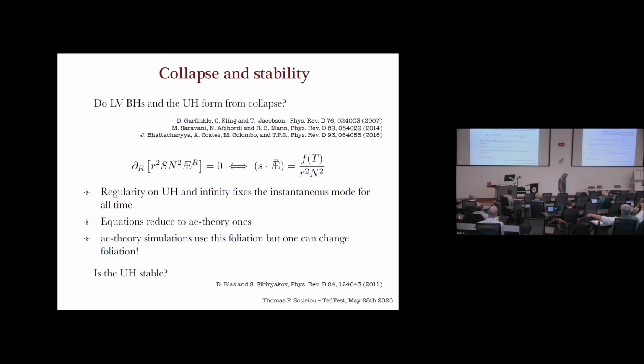Now, the next question you can ask is, does this really form from collapse, and is it really stable? David Garfinkle, Chris Eling, and Ted did the first, and I think the only, proper collapse simulation in this context, back in 2007, so before Horava gravity was introduced. That was a spherical collapse simulation in Einstein ether theory. It found that you can form these spherically symmetric black holes in Einstein ether theory, which we later know are black hole solutions in Horava gravity as well. You can form them from collapse. That was collapse of a scalar field into the black hole.